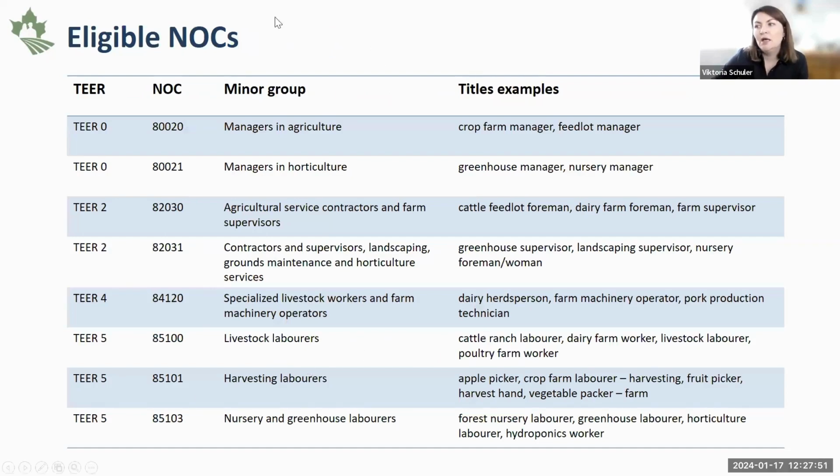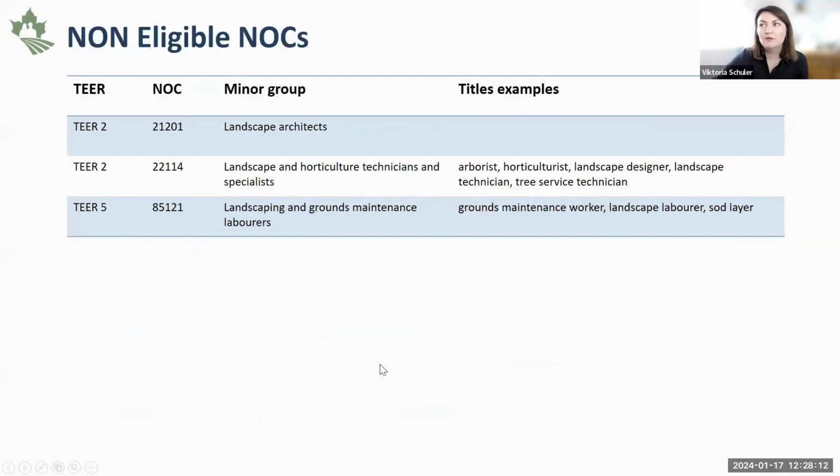These are eligible NOCs for primary agriculture, with examples of titles. You can take a look at it, like 82031, and horticulture, nursery and greenhouse laborers. And these are non-eligible NOCs for primary agriculture, for example landscape and grounds maintenance laborers. So for a landscaping company that just does residential services, they won't be eligible for primary agriculture.